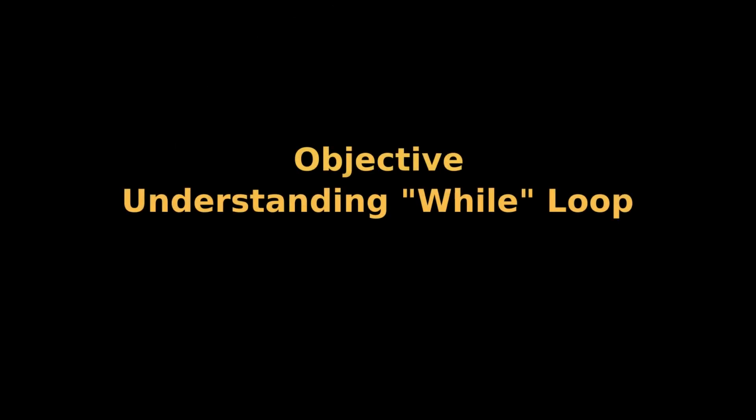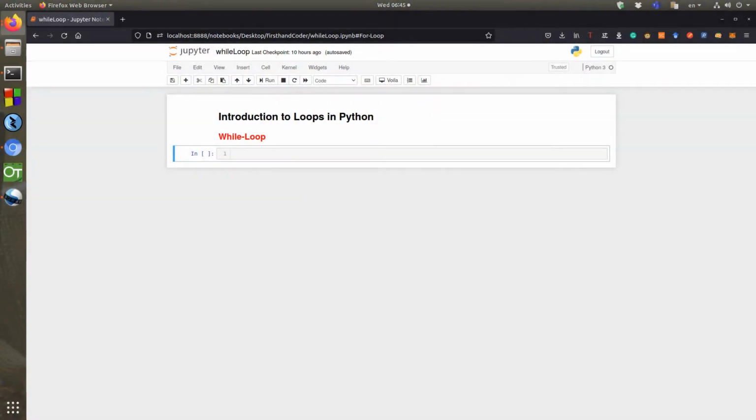The objective of today's lab is to understand while loops. In our previous lab, we studied for loops, and we said that for loops are loops you use when you know precisely when to start and when to stop the loop. But this is not the case all the time. Sometimes you just have a condition to work with.